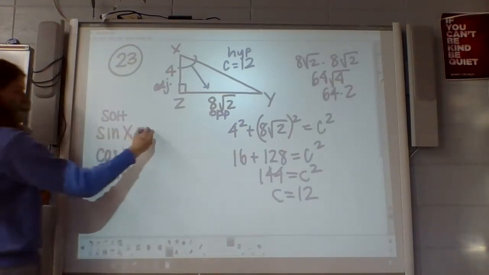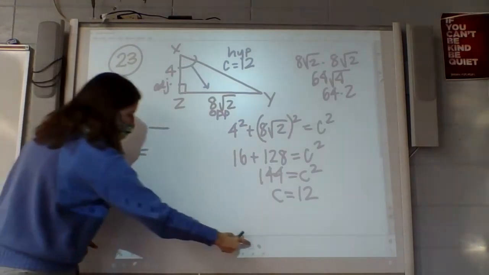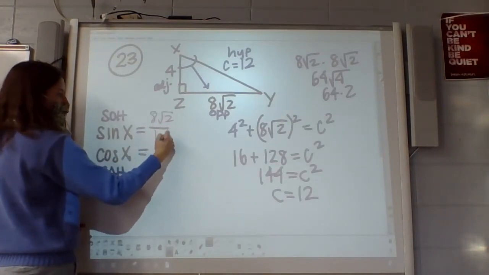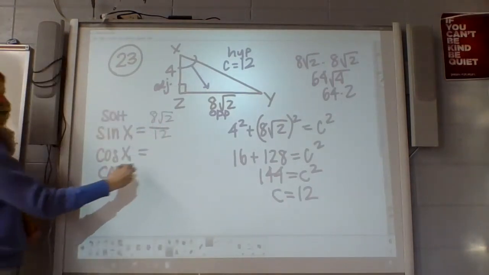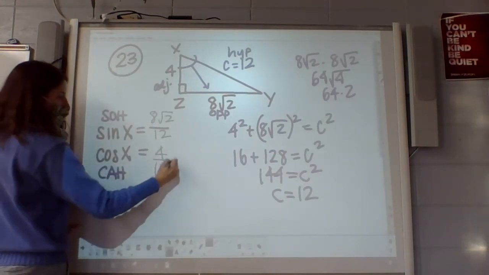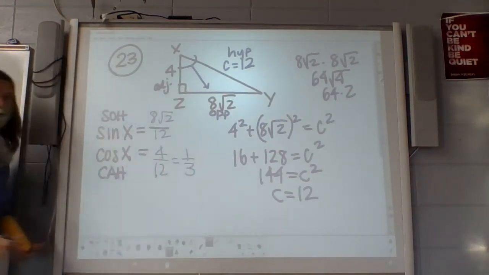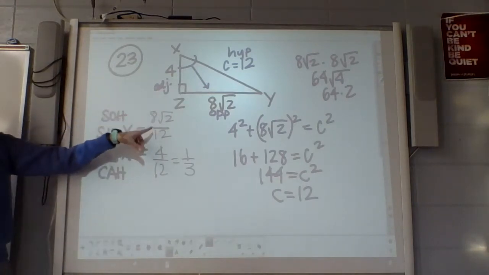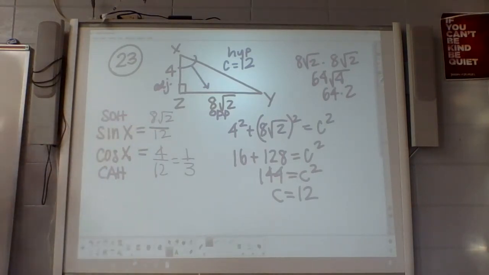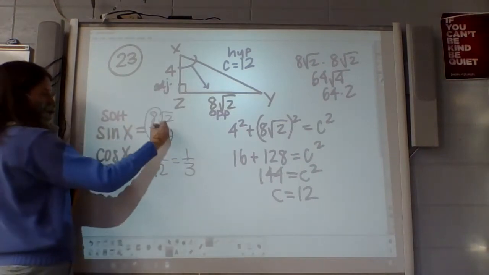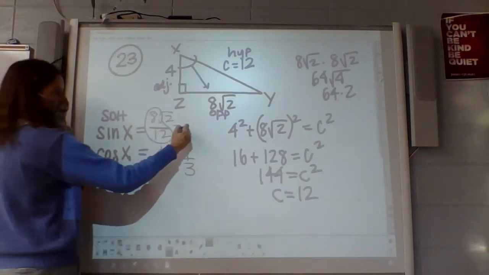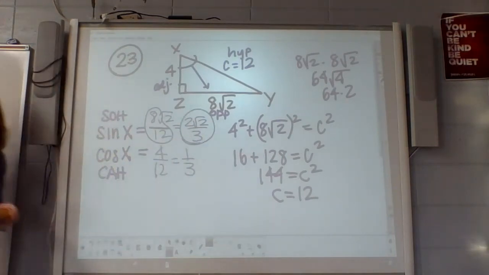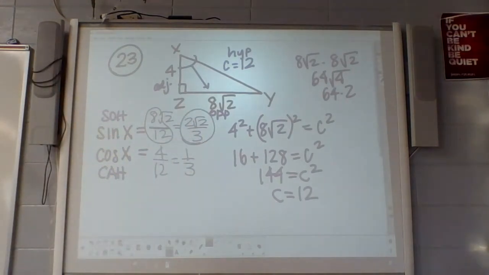So the sine of x, ooh, this one's a little bit tough to simplify. 8 square roots of 2 over 12. The cosine of x is 4 over 12. That one's nice to simplify, 1/3, or 0.3 repeating. Now this one, the 8 square roots of 2 over 12, the 8 and 12 can both be divided by 4. So this becomes 2 square roots of 2 over 3. It's considered the simplest form.